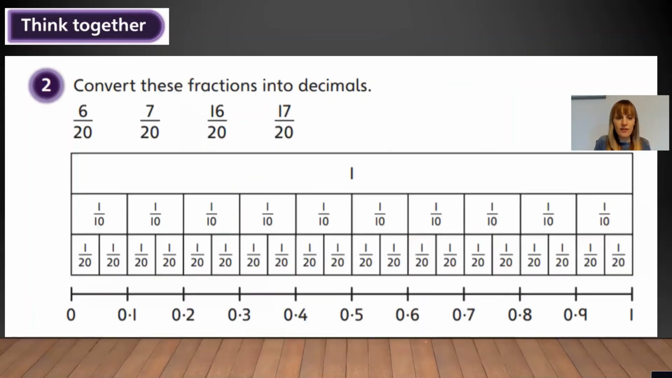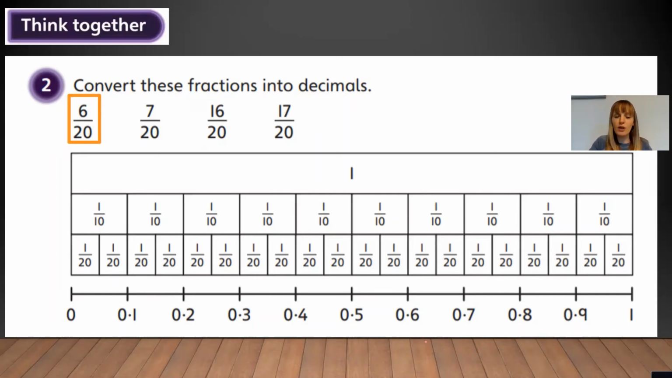Now then, final think together. This one is looking at fractions that we've got to convert into decimals that are maybe a little bit more tricky because they're not over 10, 100 or 1,000, so their denominators are different. The first one that we're going to look at is 6/20. Now how do we write that as a decimal?